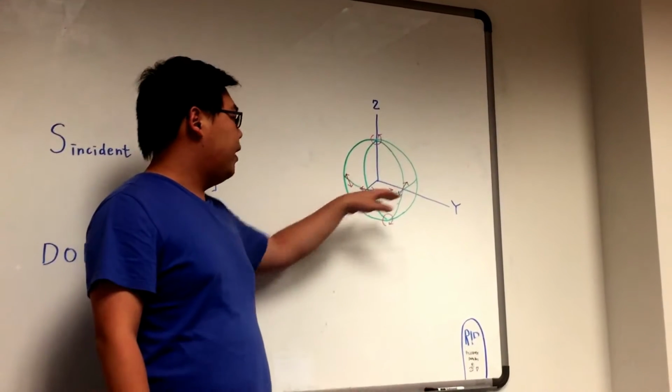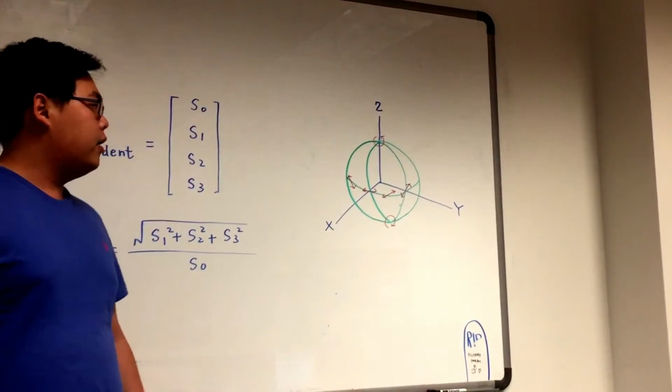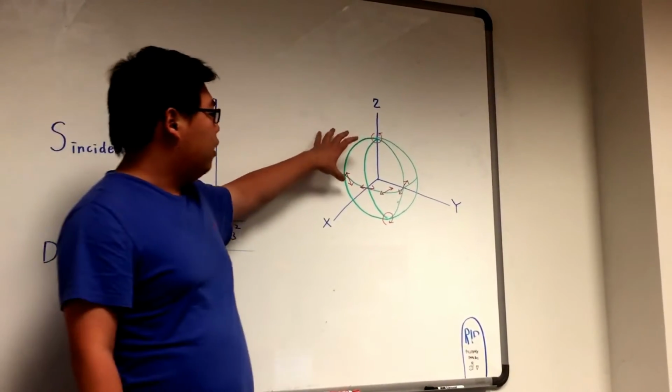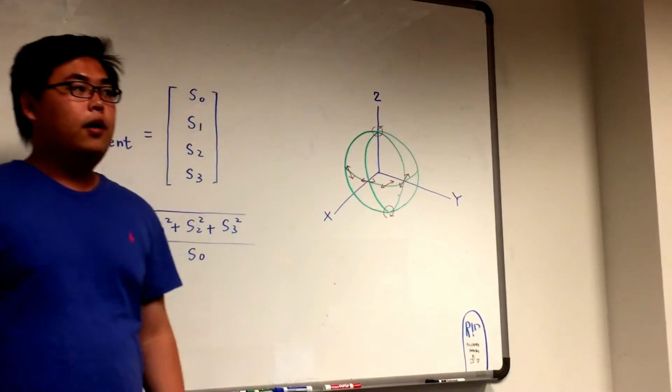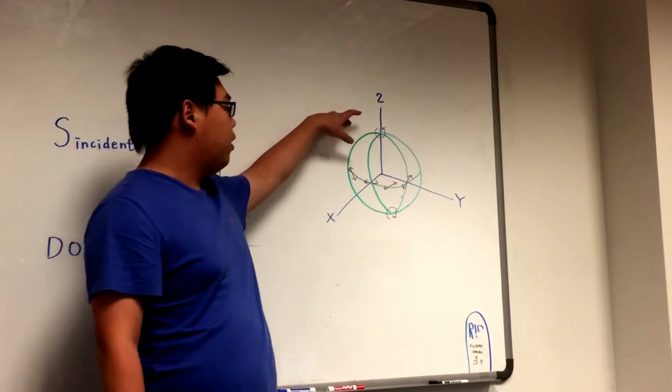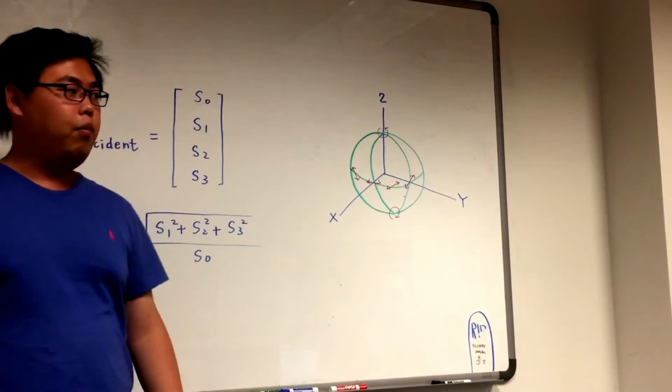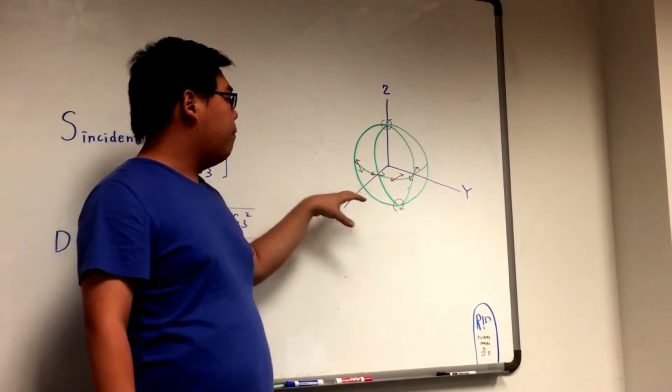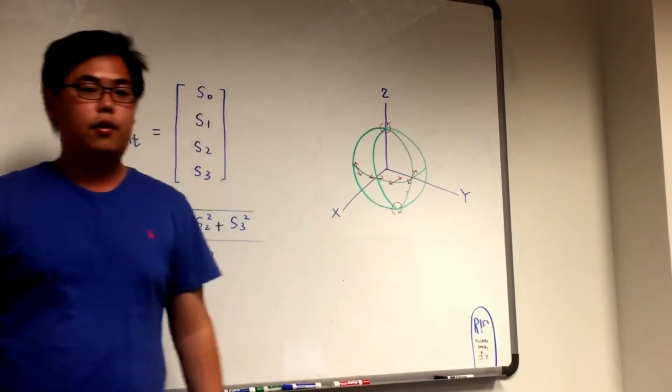The equator represents the linearly polarized light. The north hemisphere is right elliptically polarized, while the north pole is right circularly polarized. And the south hemisphere would just be the opposite.